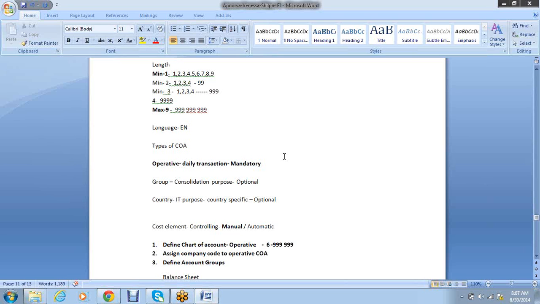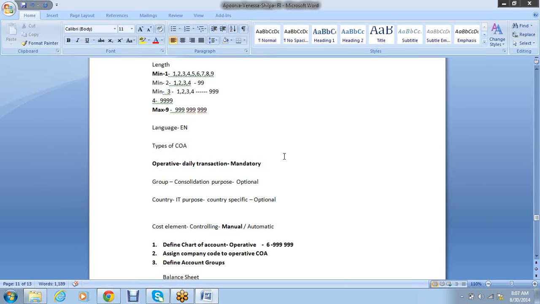Then we have the group chart of accounts. Group chart of accounts is used for consolidation purposes. It is optional. When I say consolidation, in our example, Tata is the main company, and I have TCS, Tata Motors, Tata Steel. If I want a consolidated profit and loss account and balance sheet of Tata, TCS, Tata Motors and Tata Steel, then we have to maintain the group chart of accounts.